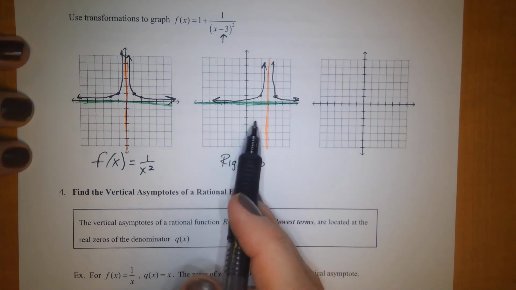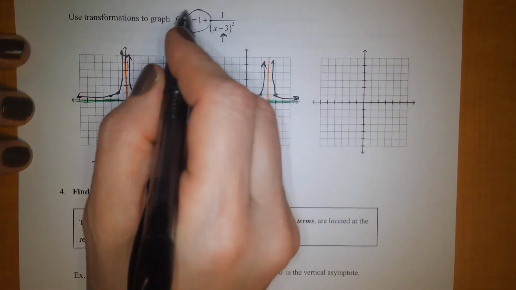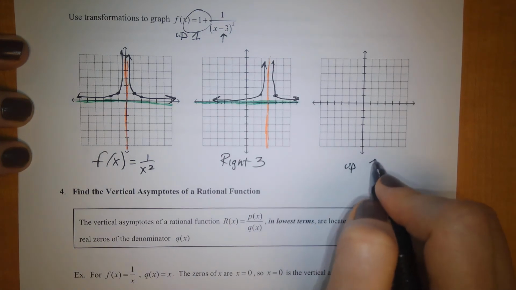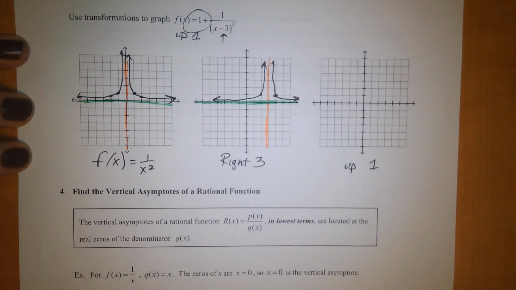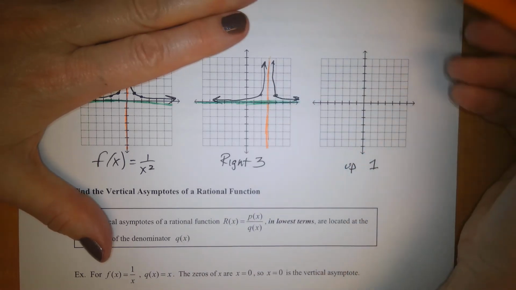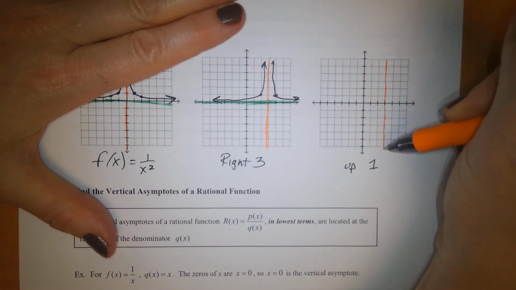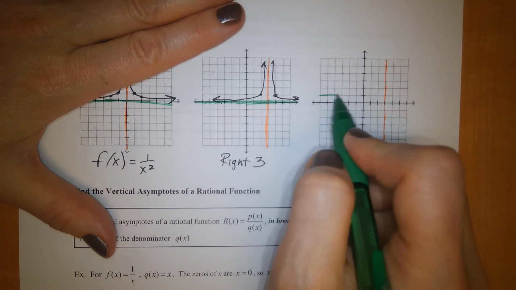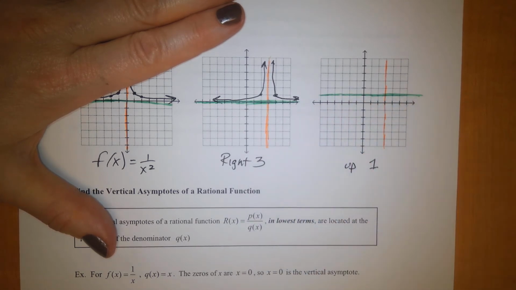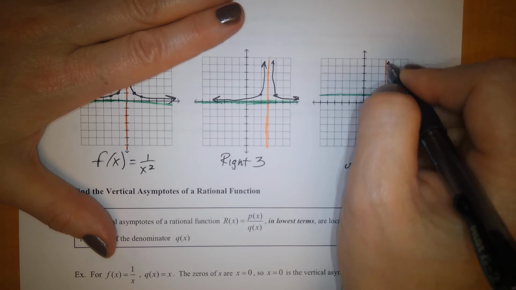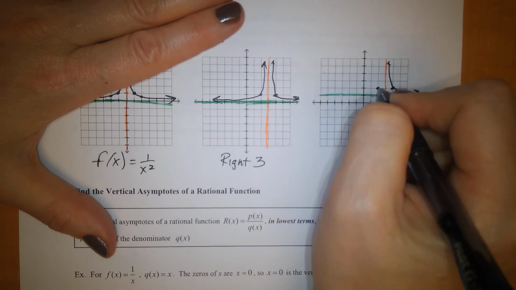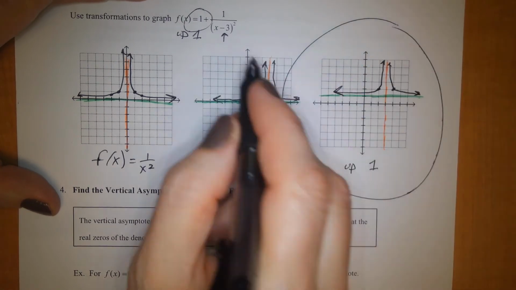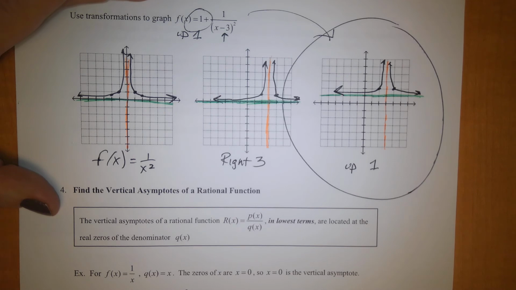Now I'm going to take that graph, after I shifted it right 3 units, and move the whole graph up 1 unit. So my orange, or my vertical asymptote, moves up 1, which appears like it doesn't move. Then my horizontal asymptote will move up 1 unit. So now my graph is going to be located here. So this would be the final transformation of this function.